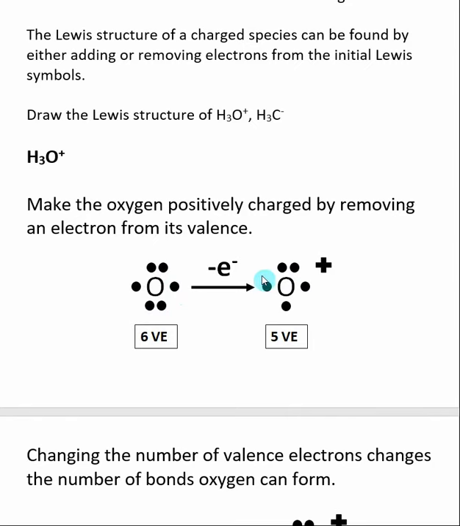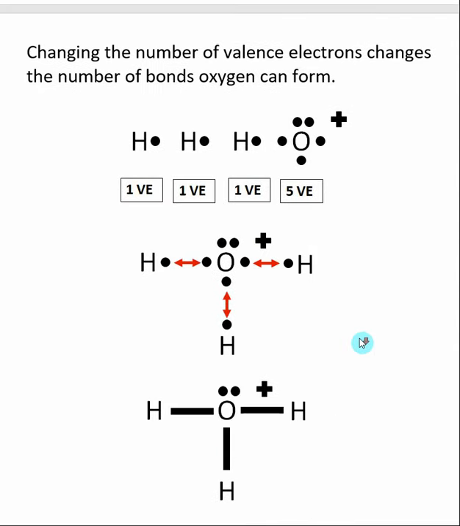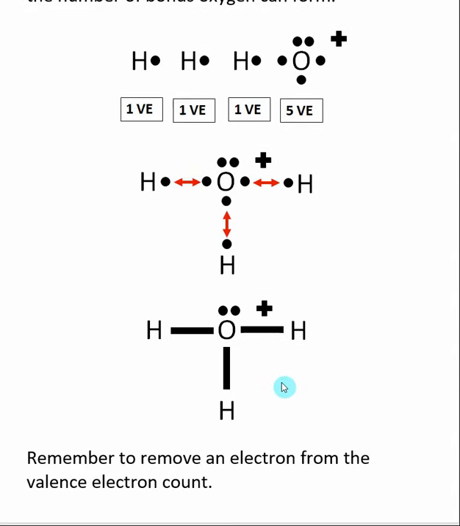So now that we see what oxygen looks like in a positive state, we go ahead and combine the rest of the Lewis symbols for the other elements and form our Lewis structure. So here we have our positively charged oxygen. We have 3 additional hydrogens, each with 1 valence electron. We get rid of the unpaired electrons by combining them to turn into bonds. And then we see the Lewis structure of H3O+.